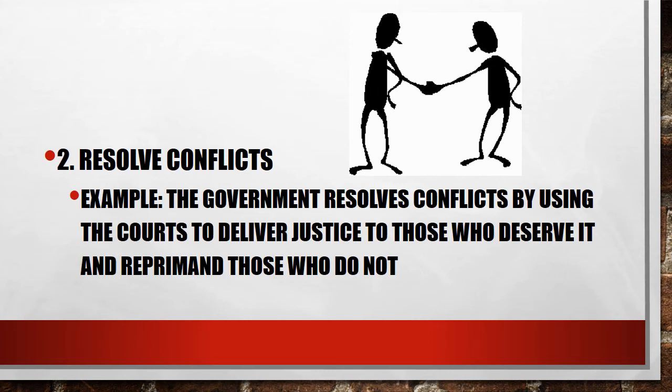The second main purpose of a government is to resolve conflicts. So if there's ever a problem between 2 people or 2 groups of people, it's up to the government to resolve those conflicts. An example of this is that the government resolves conflicts by using the court system to deliver justice to those who deserve it and reprimand or give consequences to those who do not deserve it.